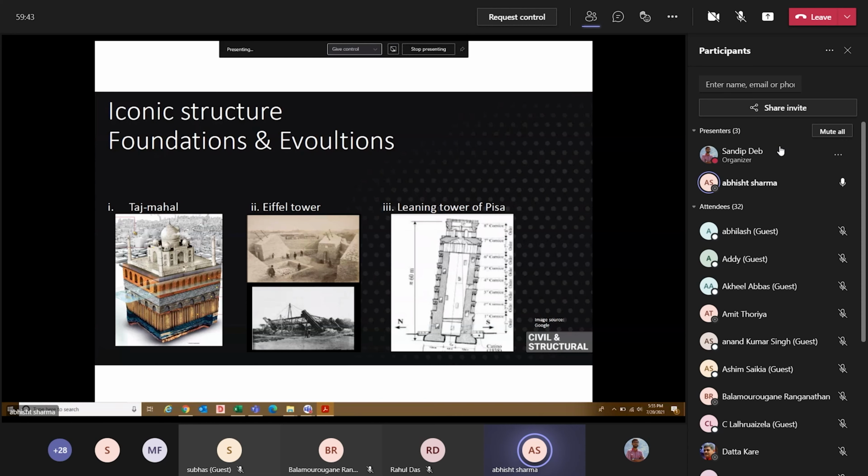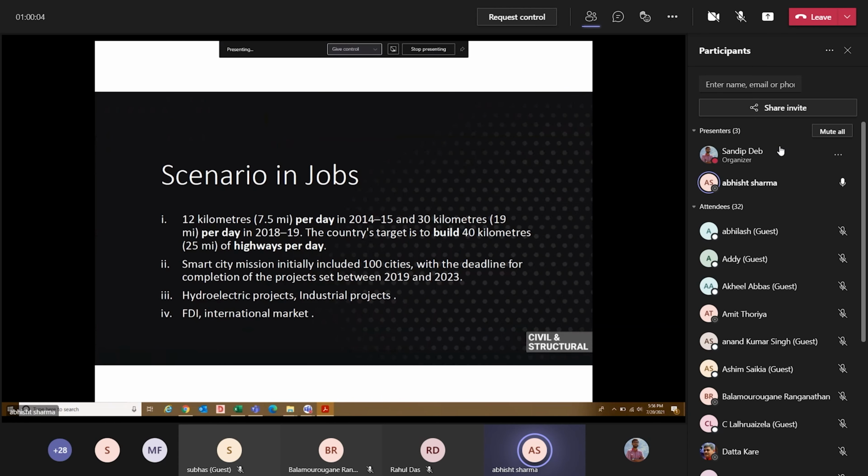Similarly, you can see in the Eiffel Tower as well how they are making up the foundations, and in the Tower of Pisa as well, you can see how they have made the foundations, which more or less looks like a shallow foundation in that case. So these are the different foundations they have used in the iconic structures.